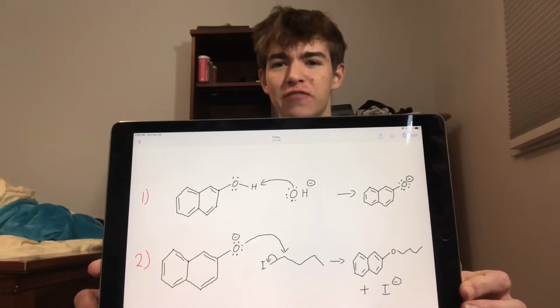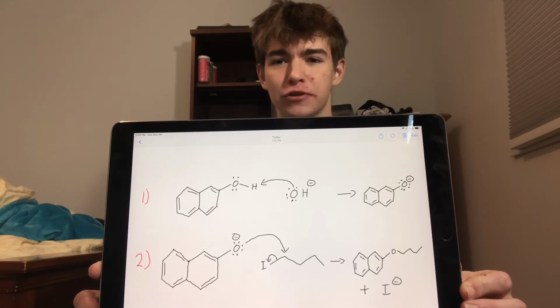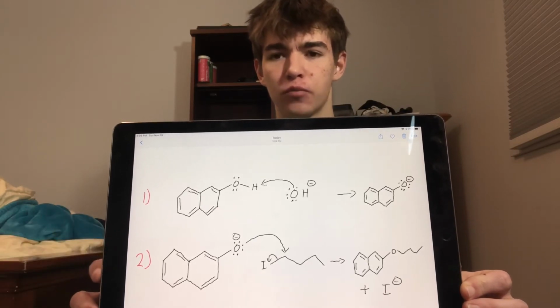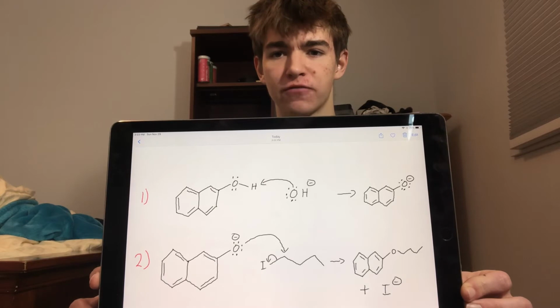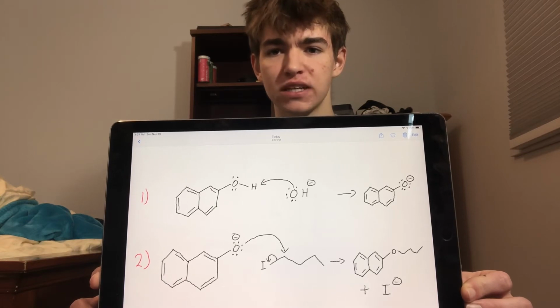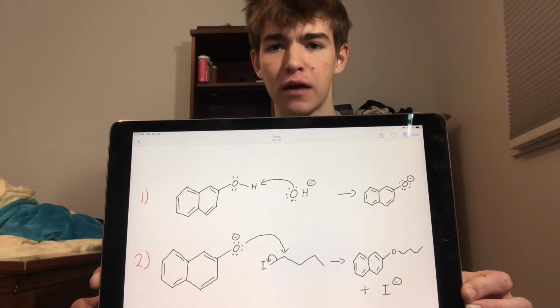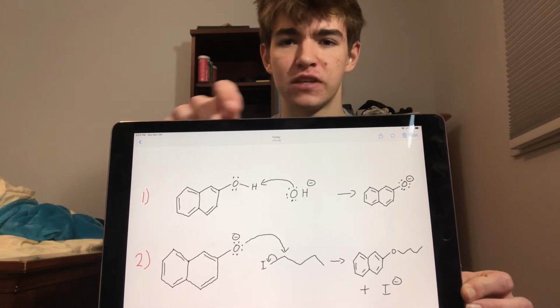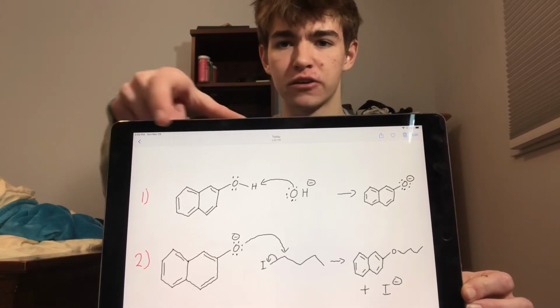Oh, I thought you'd never ask, Rex. This is why I created a model. So here in step 1, the OH- ion from the sodium hydroxide deprotonates the oxygen from the 2-naphthol, turning the 2-naphthol into a good nucleophile. This is shown in step 1 here in my model.